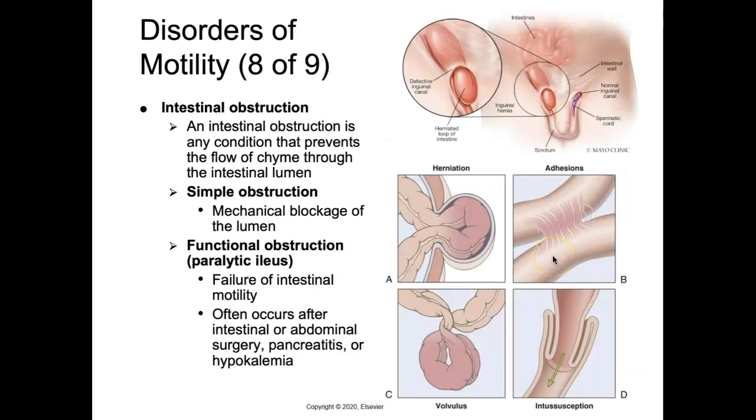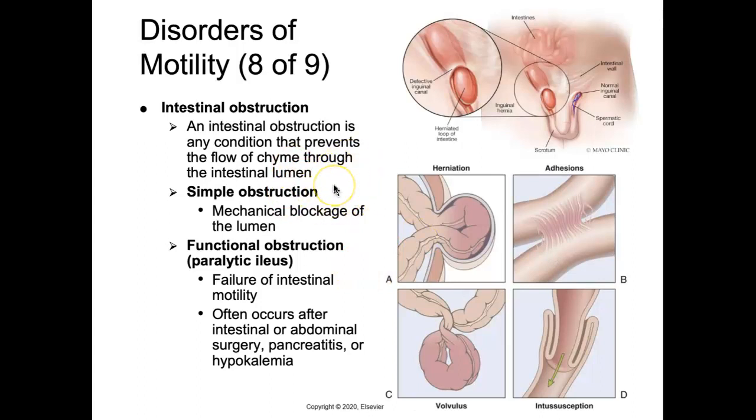The last topic we'll discuss as far as a disorder of motility will be intestinal obstruction. So this is a condition that's going to prevent that chyme from continuing through the intestines. Our small intestines more commonly will become obstructed in comparison to the large intestines because it is more narrow, and we have our different forms.